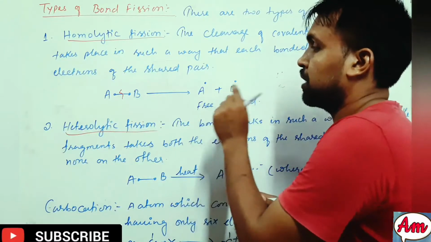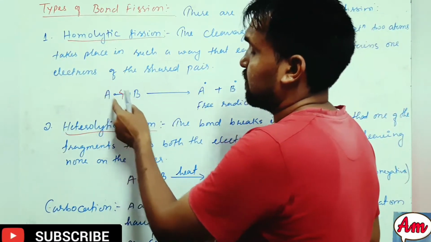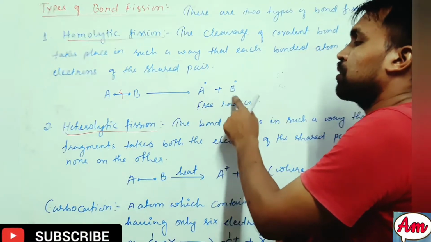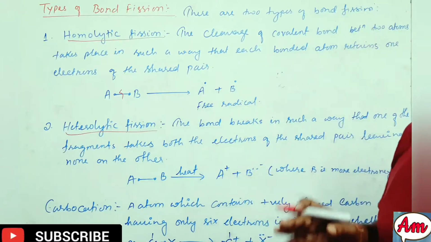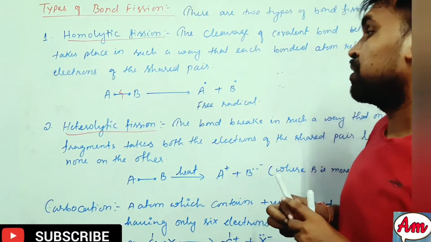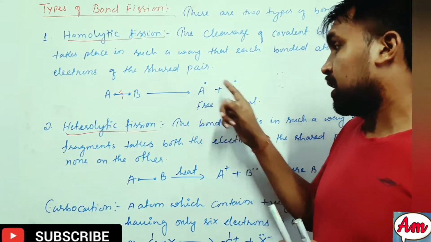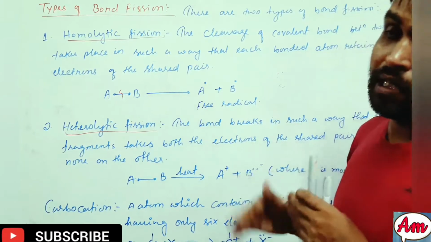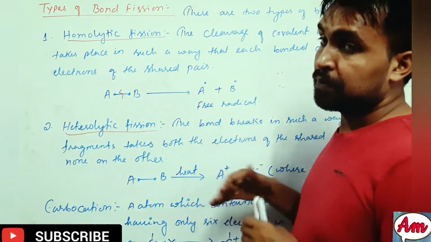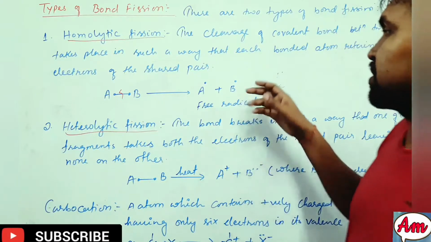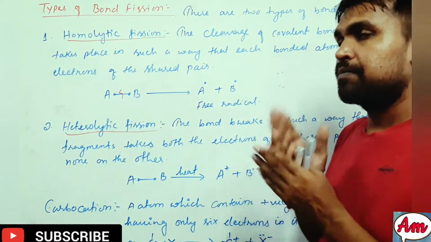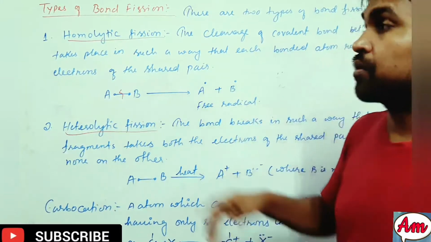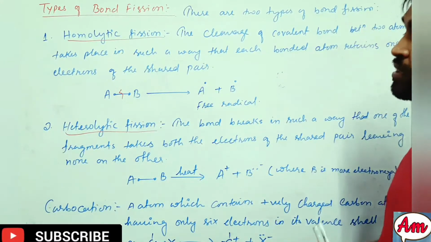one electron will be transferred to A and another electron to B. Why? Because both are equal in strength, the electronegativity is the same. After gaining one electron each, A and B will be called what? Free radicals. What free radicals are, we will explain in the later part of the chapter. So this kind of bond fission, in which after breaking of a bond each atom gets an equal number of electrons, is called homolytic bond fission.